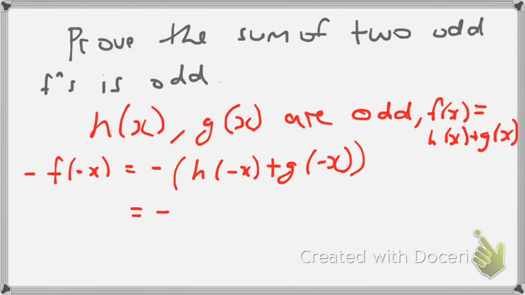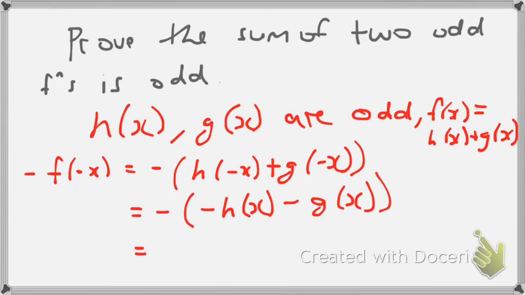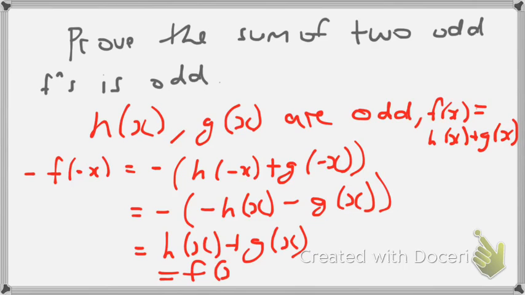Apply the fact that both h and g are odd. Multiply through by the minus signs. That is f of x. Therefore, it is odd. Just like us. Bravo us. Okay, that's all for tonight.